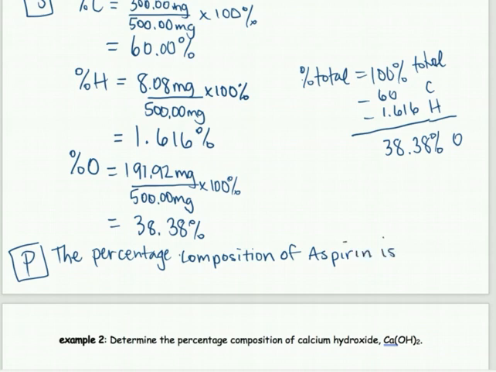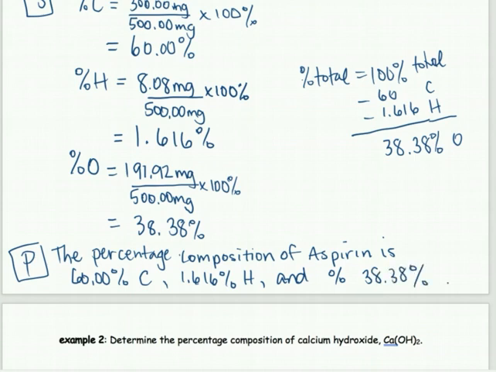okay, is, so you're going to say 60% carbon, 1.616% hydrogen, and 38.38% oxygen. Okay, like that. So just again, concentrate on what's the thing that you have to find.